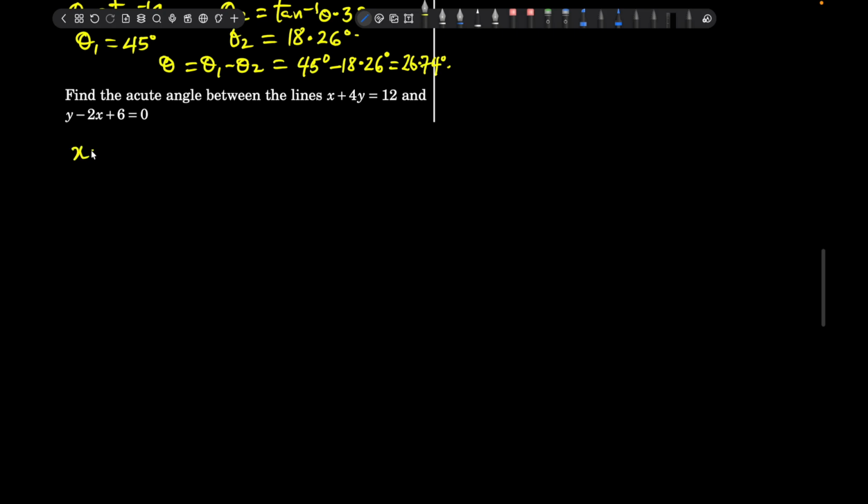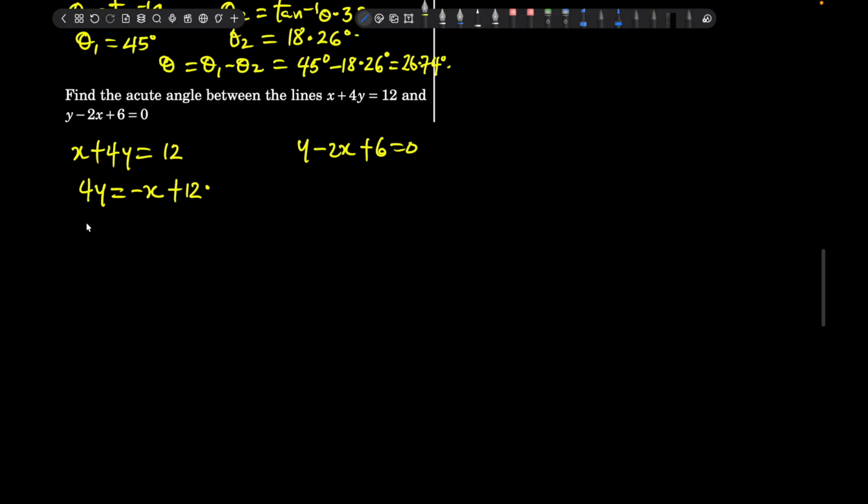x, first line, x plus 4y is equal to 12. The second line is y minus 2x plus 6 equals 0. So we have to write this in the standard way. Okay, so we have 4y equals minus x, and the 12 moves over positive, so plus 12. We divide through by 4. Right, let's divide through by 4.